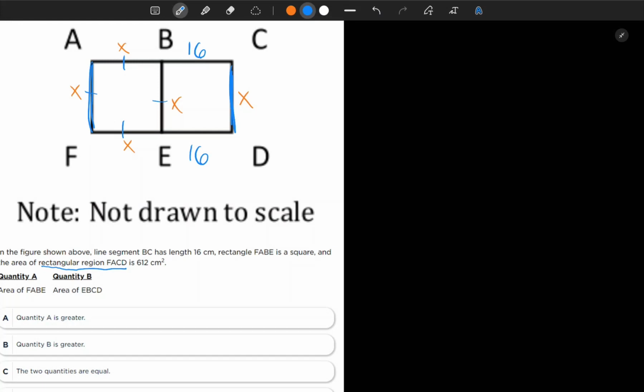So we know that the area of the total rectangle is 612. So we have 612, but this is equal to the area of each box added together. So the area of AFEB is equal to x squared, or one side length times the other, since it is a square. Then the area of the rectangle BCDE is equal to 16 times x. So we add that to x squared. And this sum on the right should equal 612.